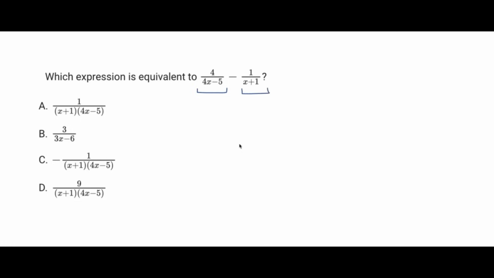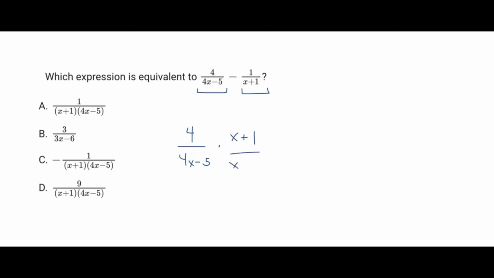So what we can do pretty easily is just find a common multiple between these two terms, and we can do that by multiplying 4x minus 5 by x plus 1, and then vice versa, multiply x plus 1 by 4x minus 5. And by doing that, we also have to do the same thing to the numerator. So let's see how that works. So we have 4 over 4x minus 5, and we will be multiplying this by x plus 1 over x plus 1.